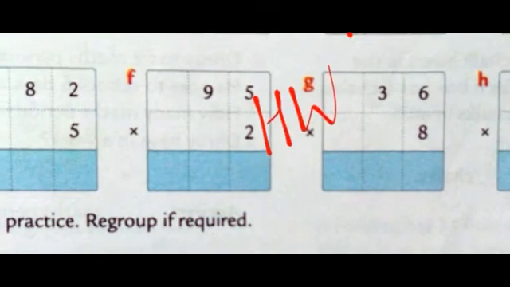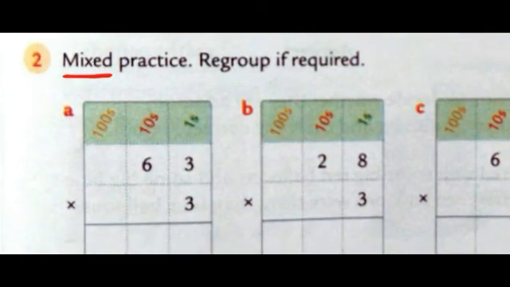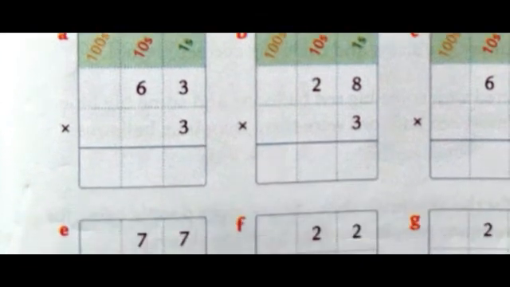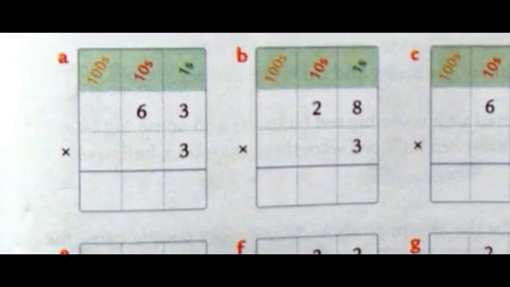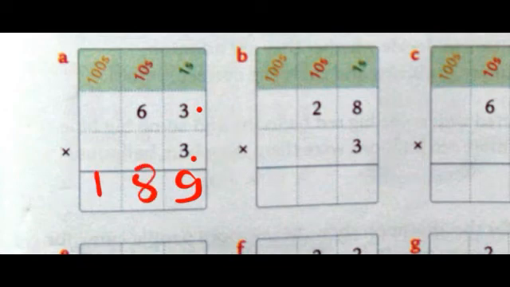Okay. Moving on to the next question, mixed practice. Mixed practice means it is not necessary that here in each question you have to regroup it. It's regroup only if it is required. Okay, so let's check out the first one. 3 3s are 9 and 3 6s are 18. Okay, here we have to only regroup the tens.